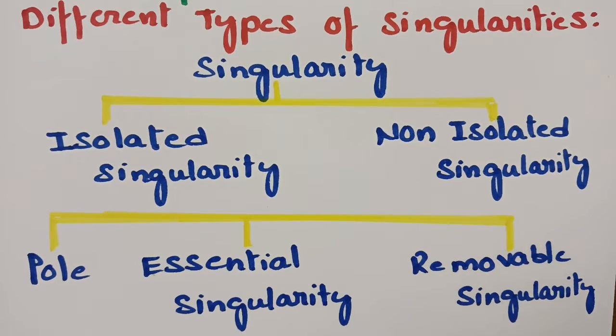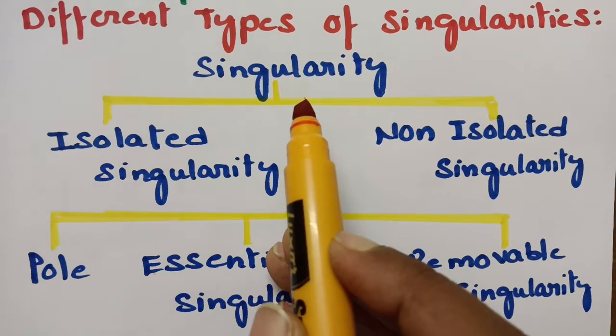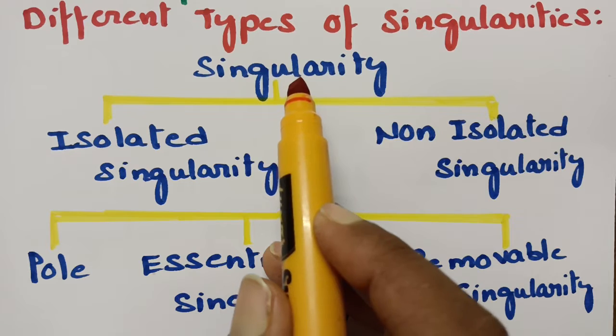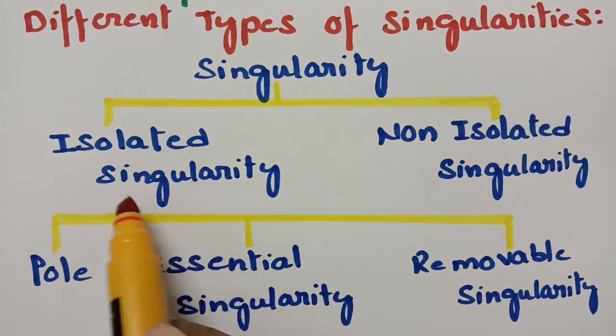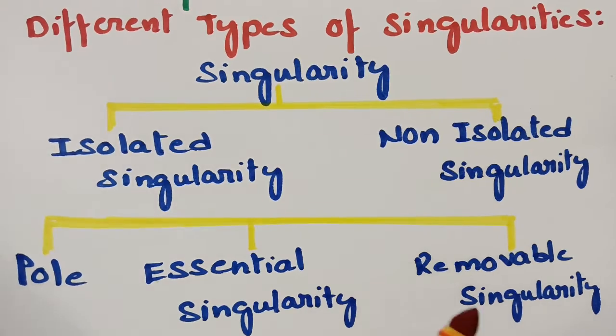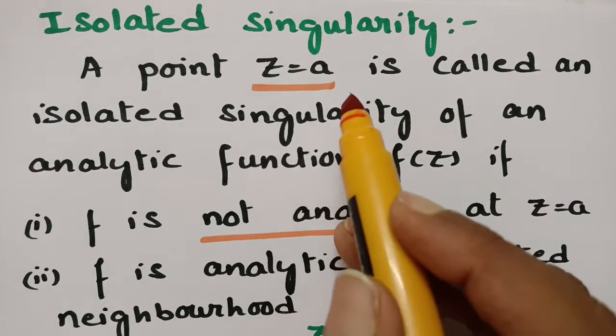Here, I have explained what a singularity is: a point at which f of z is not analytic is called a singular point. Next, coming to isolated singularity, let me explain what this isolated singularity is. You have heard about isolation.